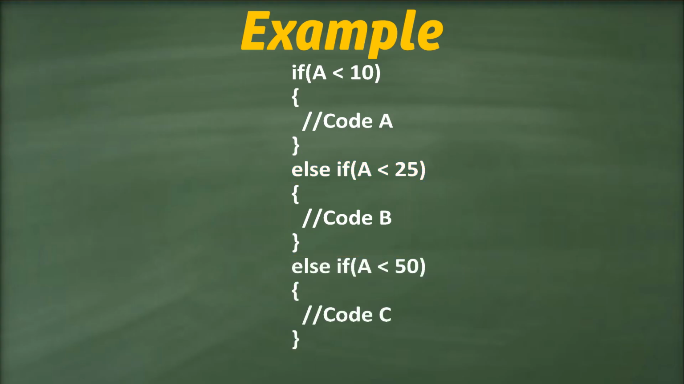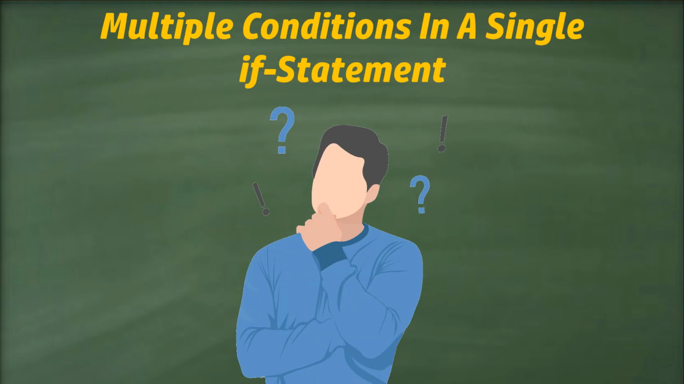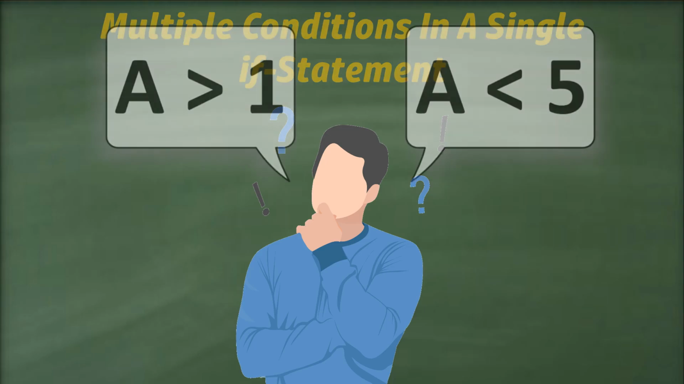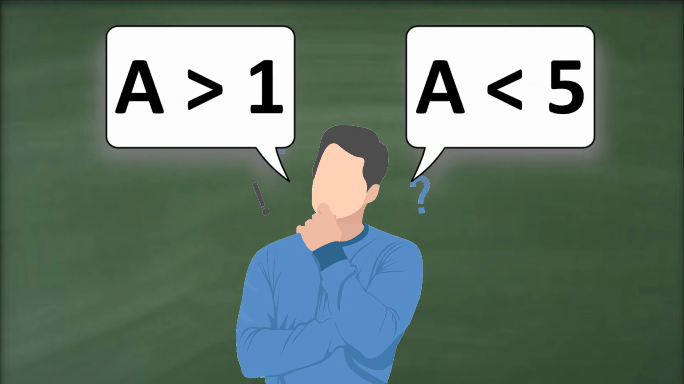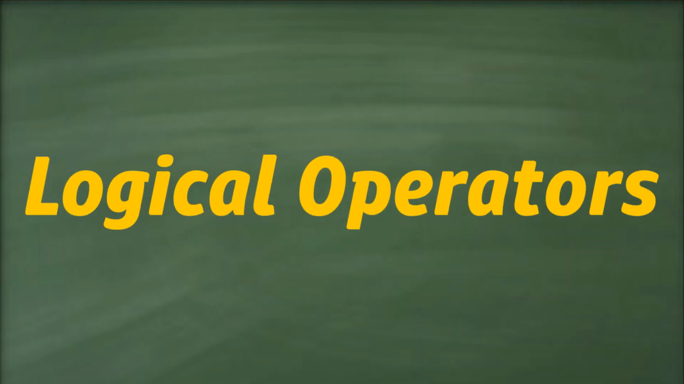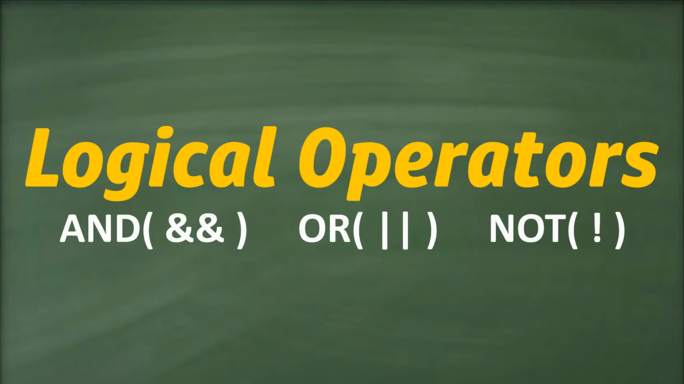So the else if statements are great when we have to check our conditions in a structured manner, one after the other. But what if we want to check 2, 3, or even more conditions in a single if statement? For example, if we want to check whether variable a is less than 5 and greater than 1 using a single if statement. In that case, we can combine conditions using logical operators: and, or, and not.